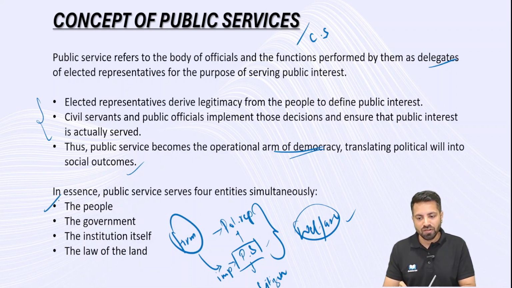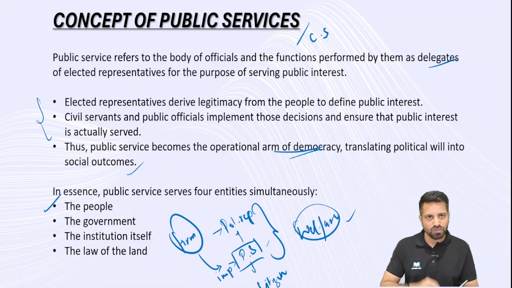The first is people. So there is a direct accountability factor. I am a public servant, and whom do I work for? It is for the welfare of the people. The objective of my job, my service, is the welfare of the citizen. So I work for the people.